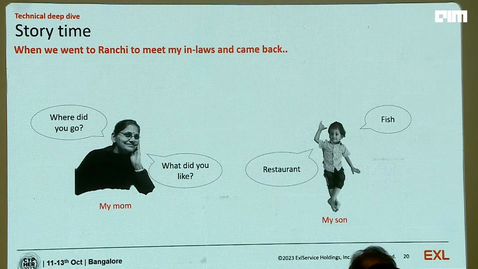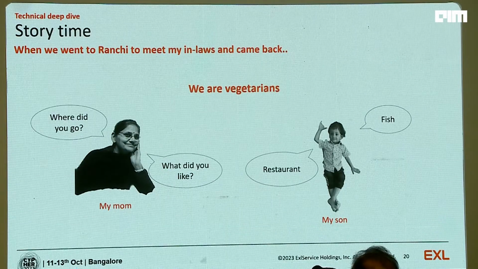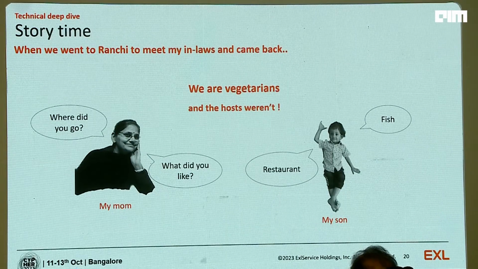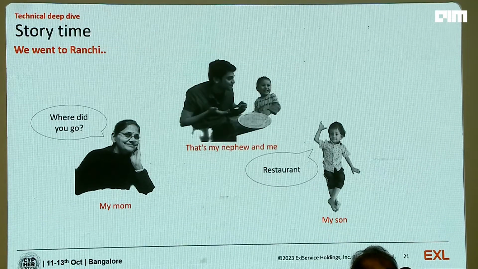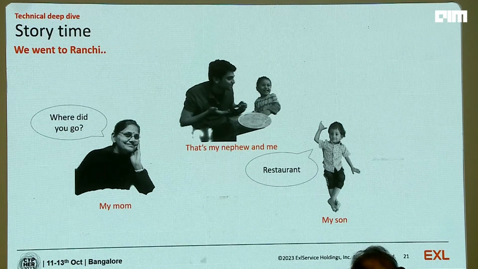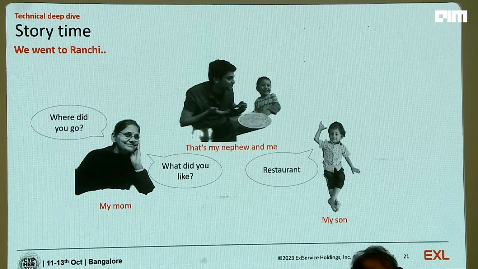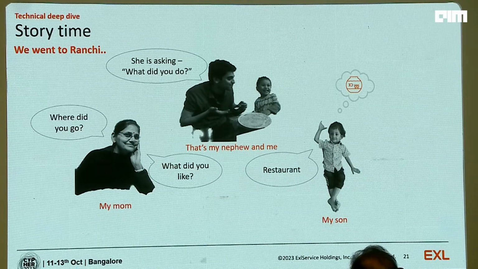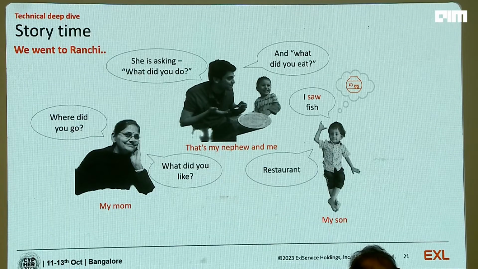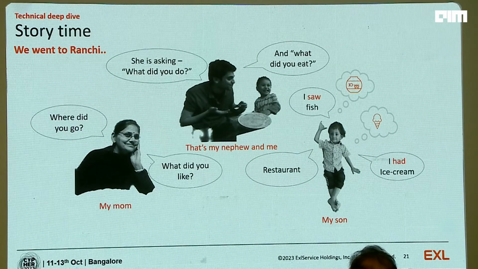Everything was going fine until this point. But we are vegetarians, and my in-laws aren't. So she was about to freak out, and we had to intervene. When she calmed down, we said, just replay this game. We asked him, what did you see? And he remembered the aquarium that he saw in the Kaveri restaurant in Ranchi. So he said, okay, I saw fish. And then we asked, what did you eat? And he said, I had ice cream.